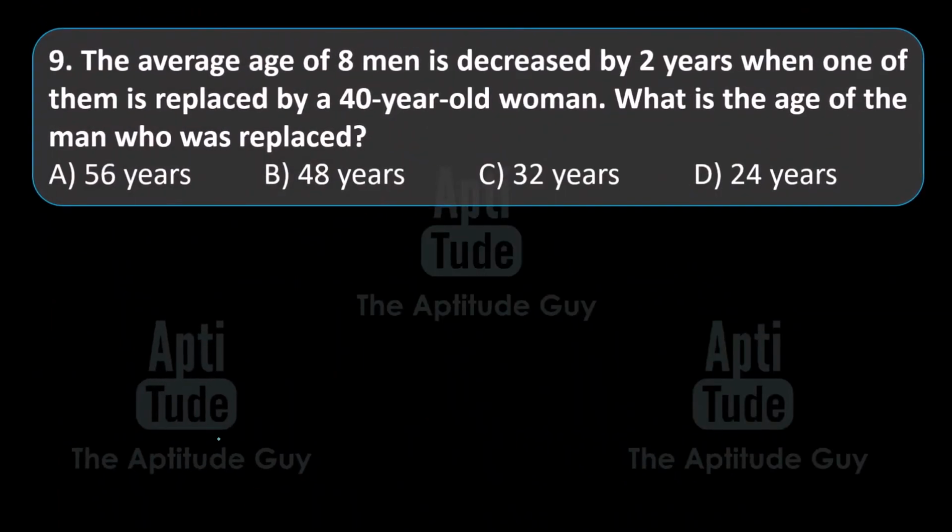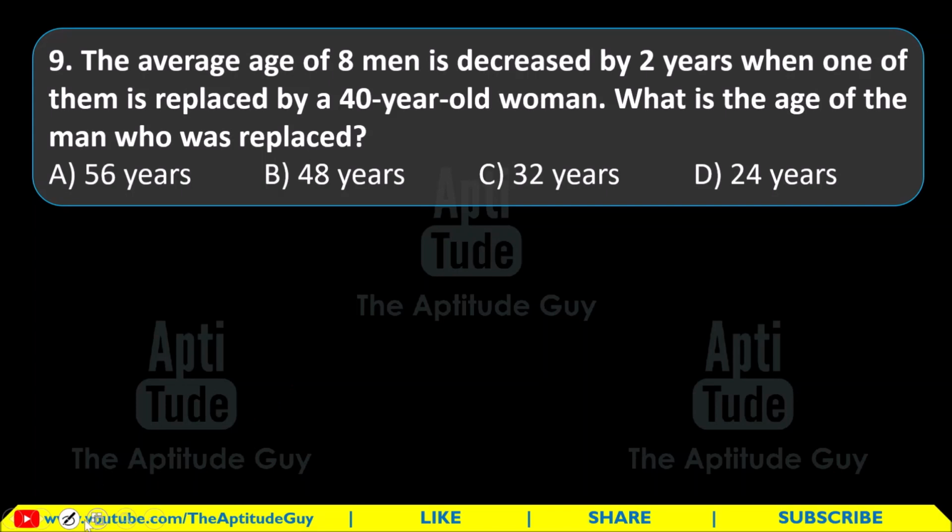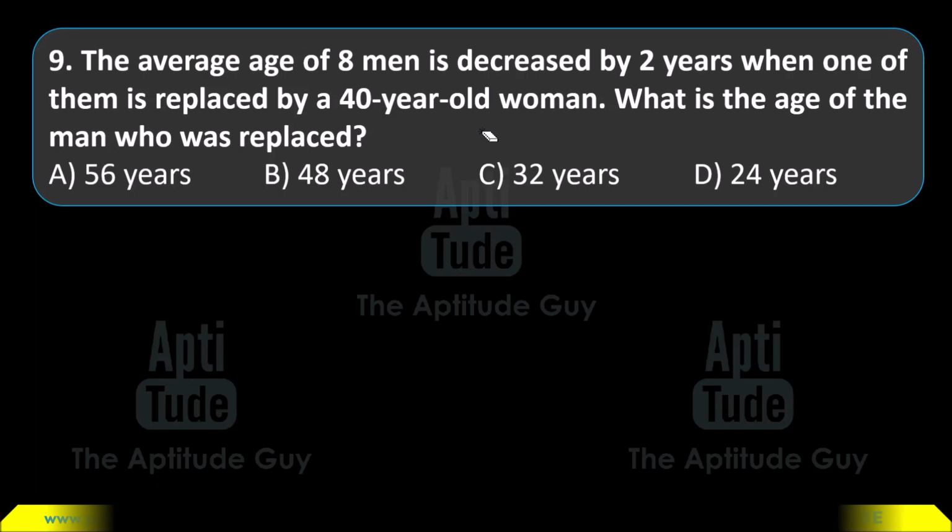Question number 9. Pause the video, try to solve it, and then come back. Alright, let's do this. The average age of 8 men is decreased by 2 years when one of them is replaced by a 40-year-old woman. Alright, so let's do it directly using the shortcut. What say? Let's do it.